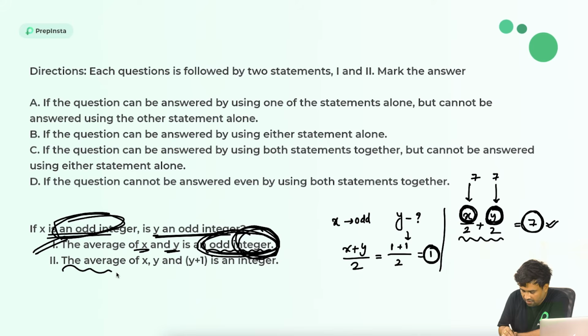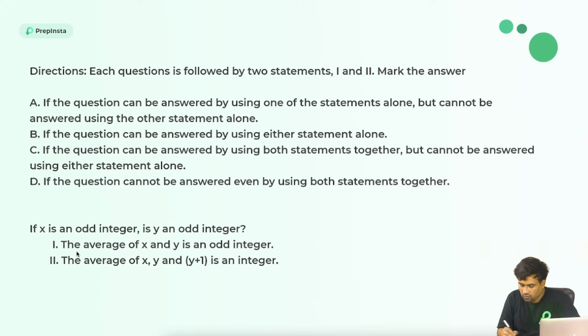Next, the average of x, y and x + y + 1 is an integer. Okay, I am just writing here, guys, in order to save some space. So I am erasing the screen again. So the first statement alone is sufficient. Let's verify whether statement 2 alone is sufficient or not.